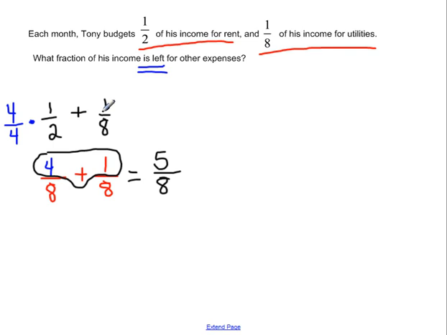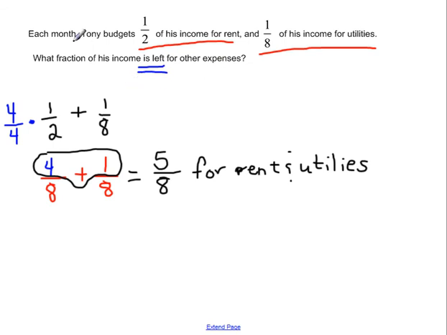Remember that that was the portion of his income that's for rent and utilities. So he uses 5/8 of his income for rent and utilities. And I'm just making a note to myself so I remember that, but I'm not answering the question, because they want to know what is left for other expenses.